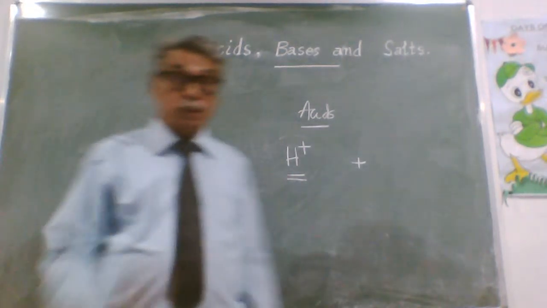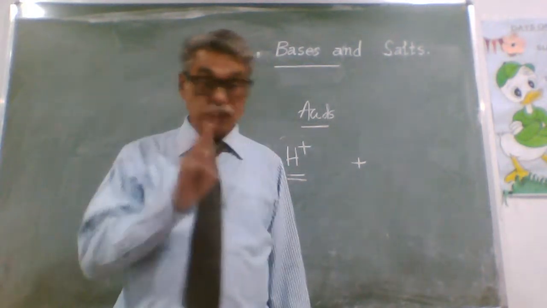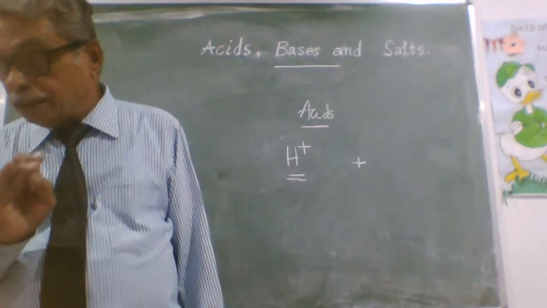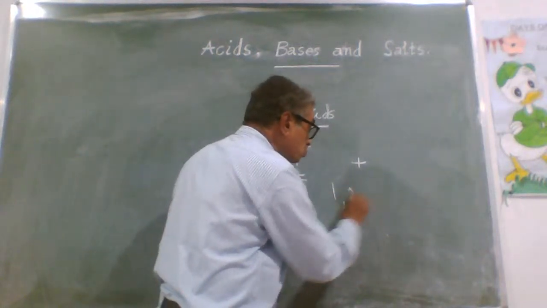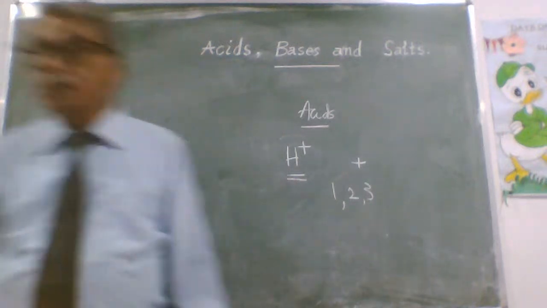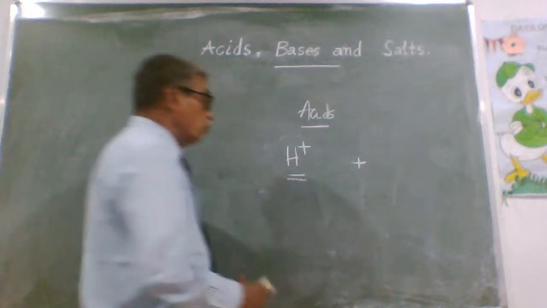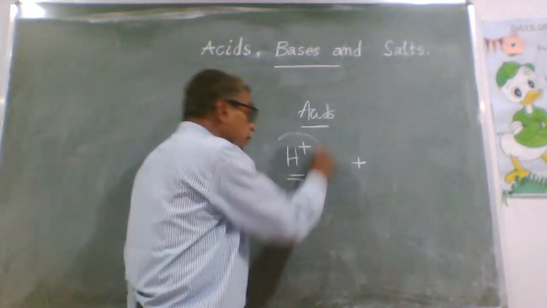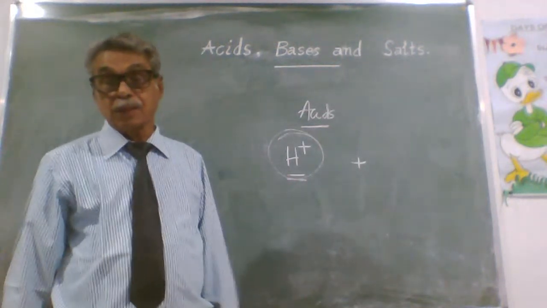So acids are, number one, compounds. This is the first thing. Acids are compounds, and they contain one or more, 1, 2, 3, or even 4, hydrogen ions which can be replaced. This can be replaced by metals.